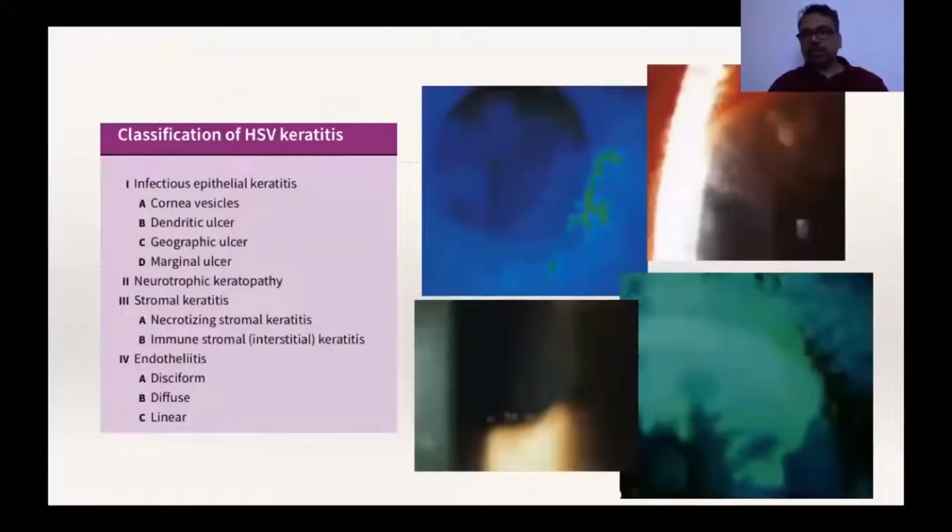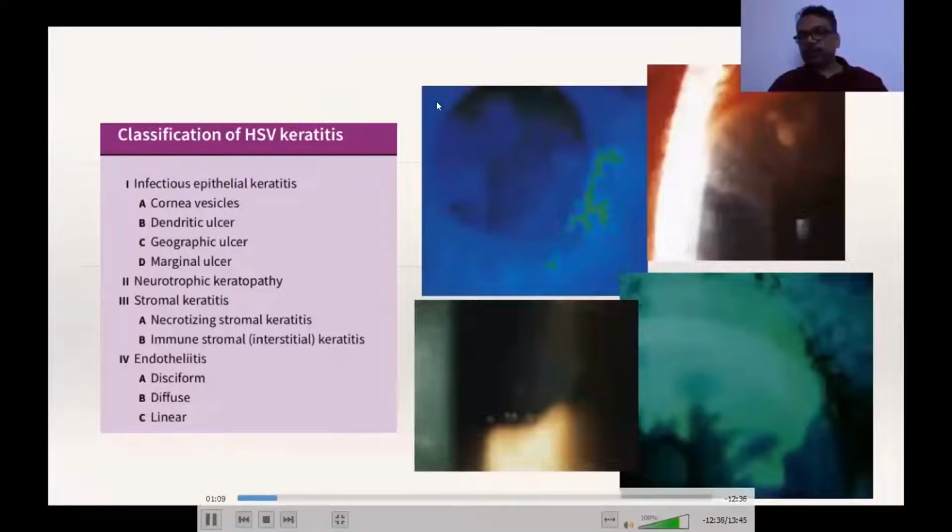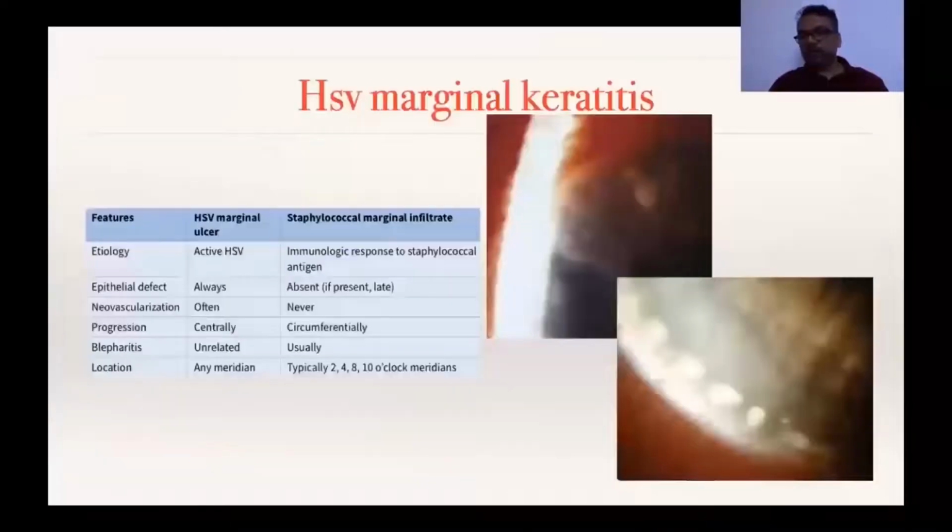Herpetic eye disease is a very common problem, causing both asymptomatic infection as well as active disease in a wide variety of end organs. In the eye, it can affect all layers of the cornea. Epithelial affection usually starts as corneal vesicles, progresses to dendrites, and if left untreated, becomes a geographical ulcer. All these manifestations have typical features. Only marginal keratitis is atypical and can be confused with the staphylococcal marginal infiltrate, which can be differentiated by the following features.